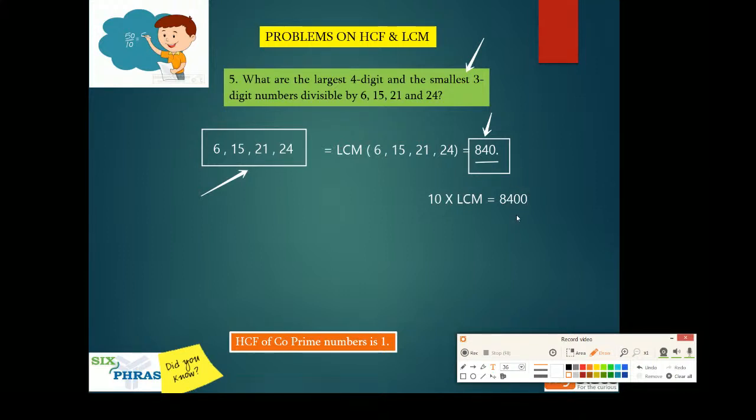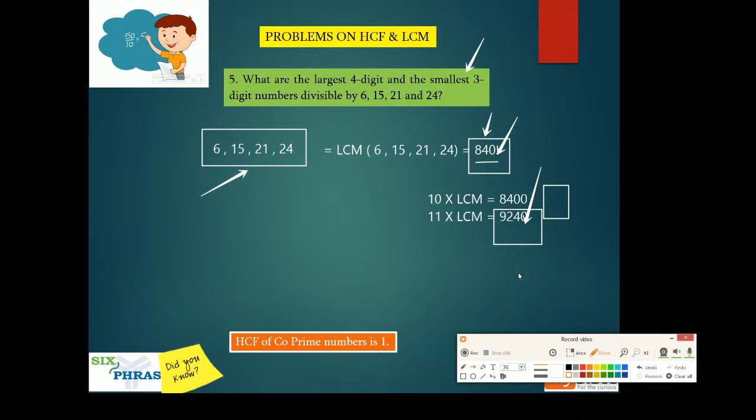So you see it is not this. If you do 11 into LCM, what do you get, guys? You will get 9240. So 9240, if you add 840 to it, or if you do 12 into LCM, it will go beyond 10,000. So it will become a 5 digit number. So the largest 4 digit number is 9240, and the smallest 3 digit number is 840. So 9240 and 840 are the correct answers.